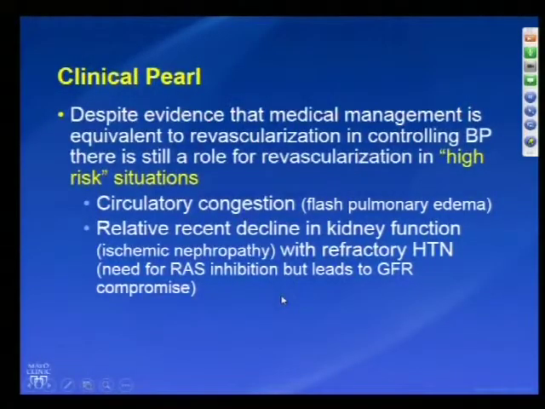So my clinical pearl: despite the evidence that medical management is equivalent to revascularization in controlling blood pressure, there is still a role of revascularization in high-risk situations, defined as flash pulmonary edema and relatively recent decline in kidney function with refractory hypertension, especially those where you try to use an ACE inhibitor or ARB, because these agents work really well in these patients, but some patients cannot tolerate these medications. Their creatinine increases dramatically after introducing these agents, and you will have to back off in this situation.